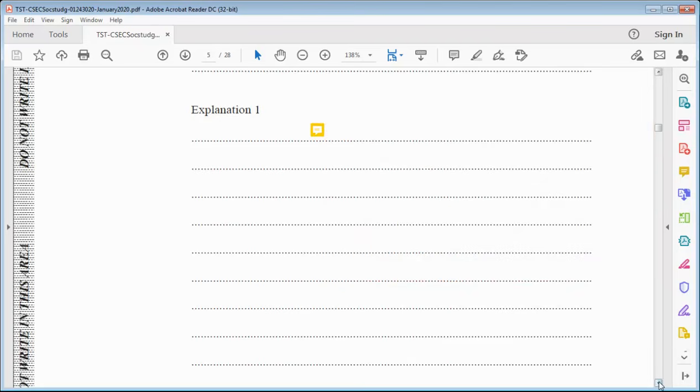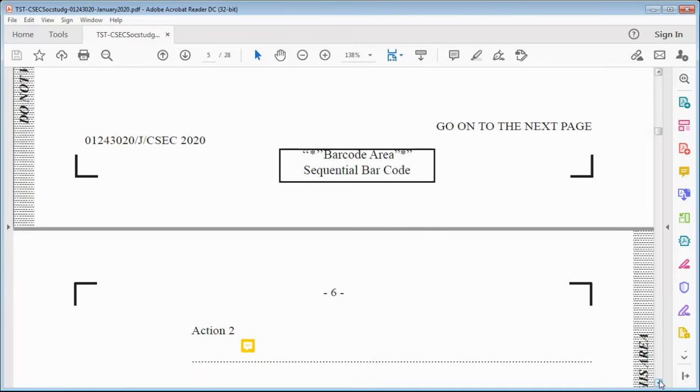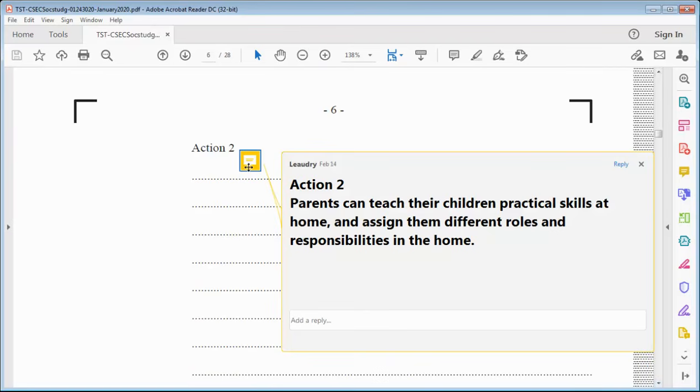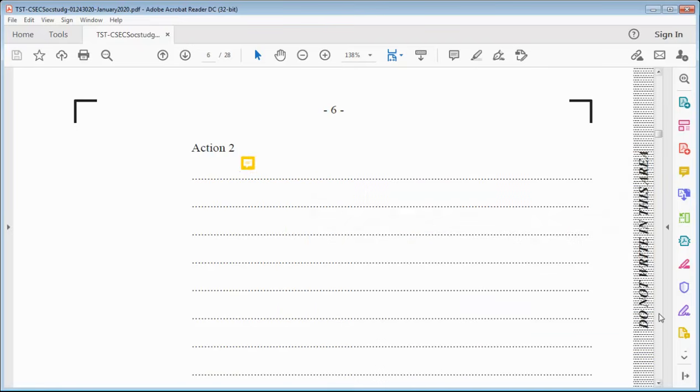Let's go on to action number 2. So we're just doing both 1 and 2 together at the same time. So action 2, what's the next thing that parents can do to prepare their children to become responsible adults? Well, parents can teach their children practical skills at home and assign them different roles and responsibilities in the home. So that's the second action.